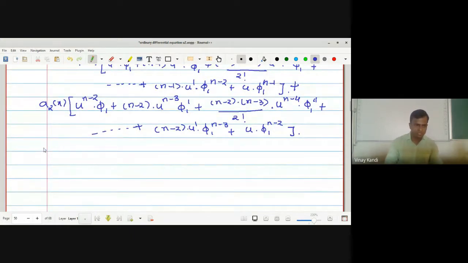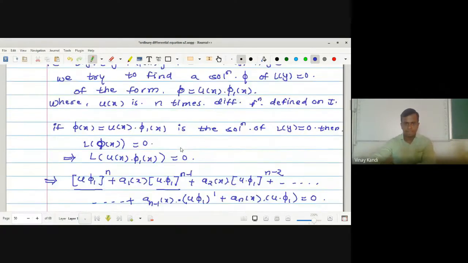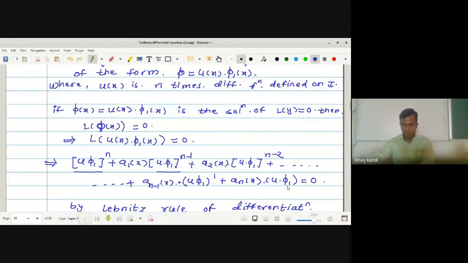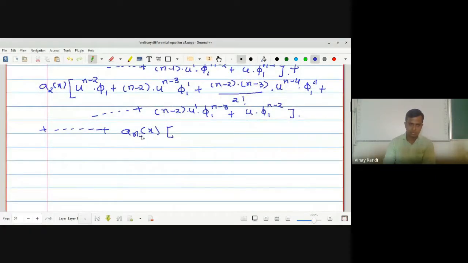Third term, plus up to so on, plus a n of x. Okay, now what is the term for a n minus 1 of x? Here, for this term, a n minus 1 of x into bracket u into phi 1 dash, plus u dash into phi 1, okay, plus a n of x into u phi 1 as it is, which is equal to 0.